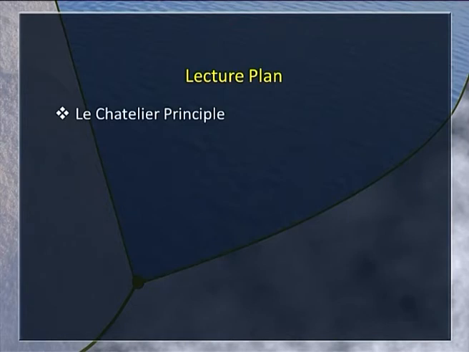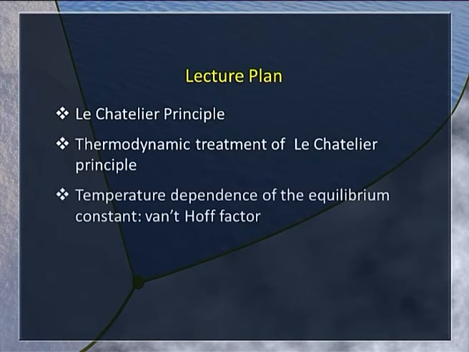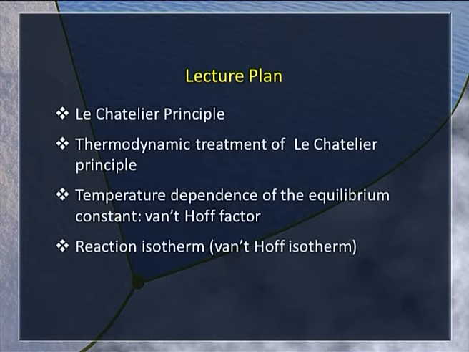In this episode, we are going to talk about a very fundamental principle, Le Chatelier's principle, and how to treat this principle thermodynamically. Then the temperature dependence of chemical equilibrium, that is van't Hoff factor, what is van't Hoff isotherm, and we are going to talk about the equilibrium equation as the last part of this episode.